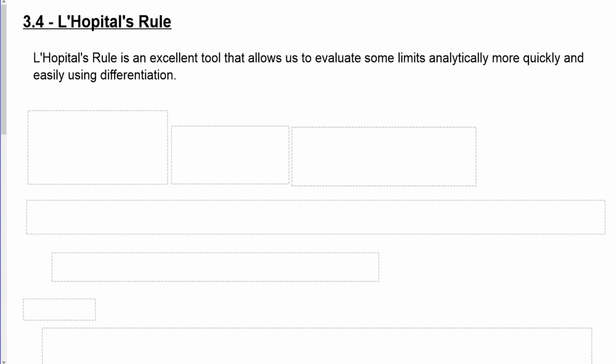And the answer is just simply, we didn't know how to differentiate. And now that we do, we can take advantage of this.